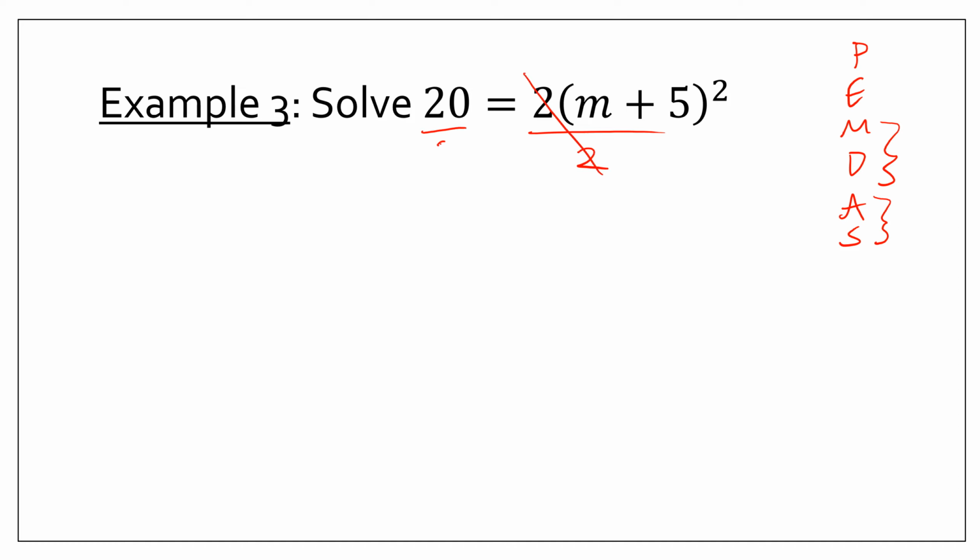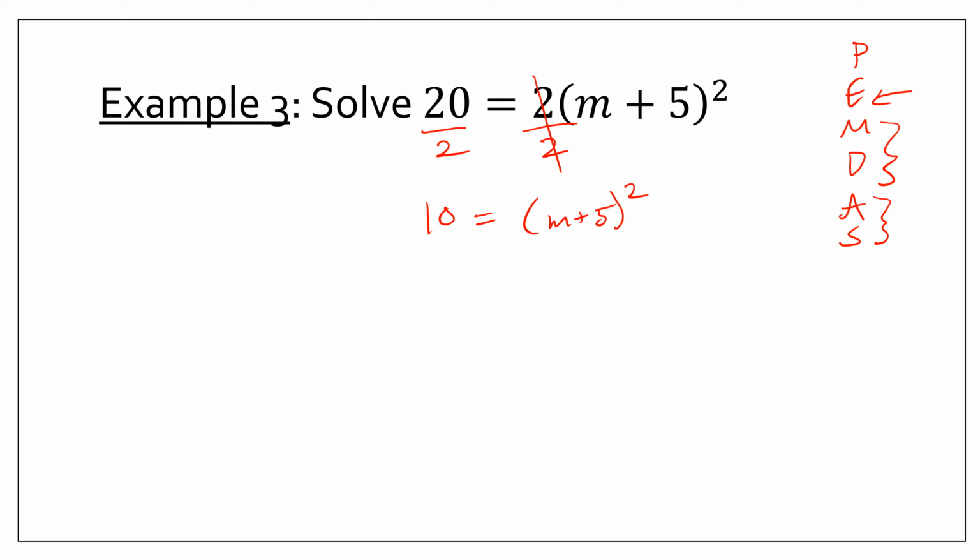That cancels here. We've talked about that since the beginning of the year, how you can cancel something in front of parentheses. By the way, a common mistake is to distribute. No, don't do that. It violates order of operations because the square, the exponent, would need to come first. So you can't distribute, just divide through by 2. Cancels here. I'm left with 10 equals (m plus 5) squared.